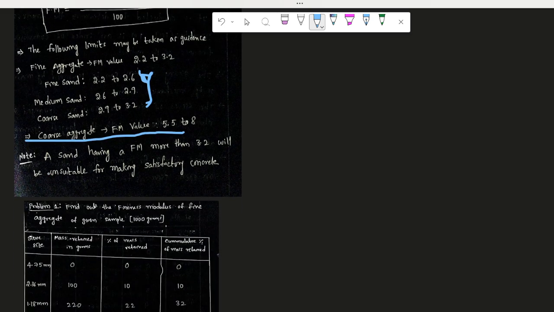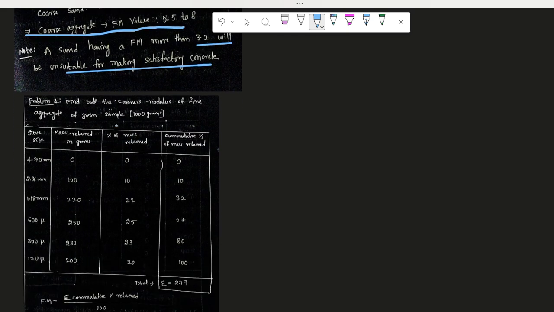Next is the note. If the fineness modulus of sand is more than 3.2, it is not suitable for concreting in construction mixing.